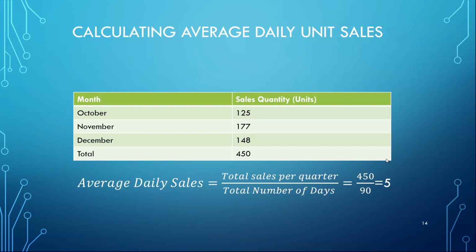The total number of days is 90 days. So we have 3 months. We'll assume that every month is 30 days. Forget about the 31 days. Just assume that it's 30 days and you will have 90 days. Based on that, the average daily sales will be around 5 units per day. So 450 divided by 90, that's 5 units a day.